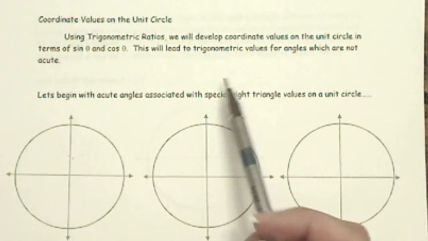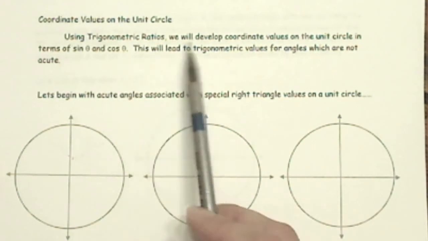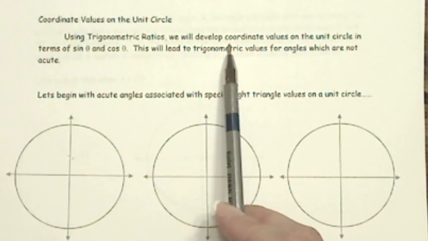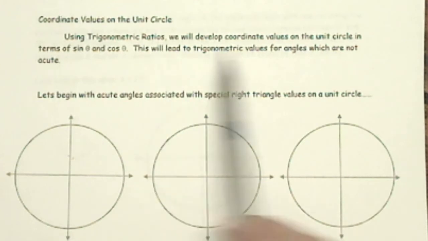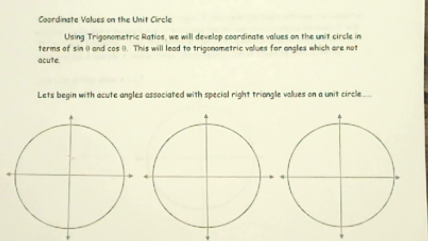So what we're going to start with now, we're going to use trigonometric ratios and special right triangles to develop coordinate values on the unit circle in terms of sine and cosine. This will lead to trig values for angles which are not acute. Let's begin with acute angles associated with our special right triangles. That's the 30, 60, 90 and the 45, 45, 90.